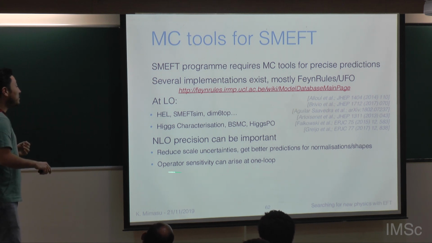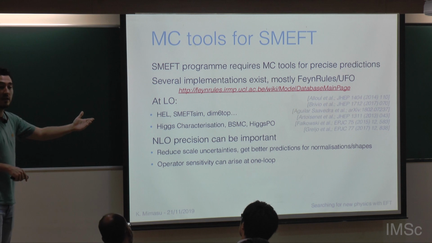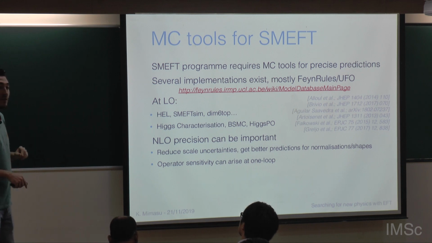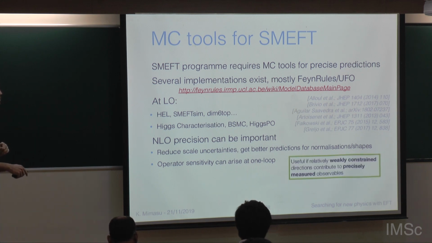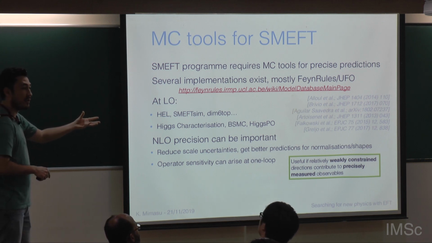And also you might have sensitivity that only arises at one loop from a given operator. For example, in the gluon-gluon fusion example, there's a bunch of SMEFT operators that only enter at one loop. So this is useful if you have a relatively weakly constrained direction that could somehow contribute at one loop to a precisely measured observable, that might allow you to get competitive or better limits on it than by directly searching for it in tree-level processes.